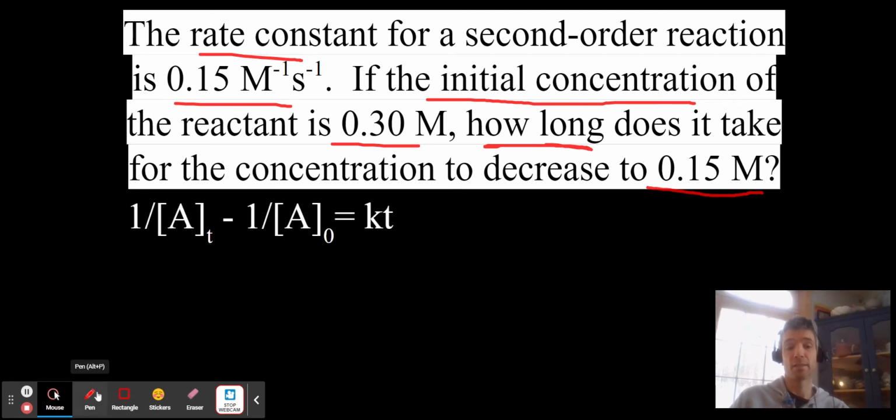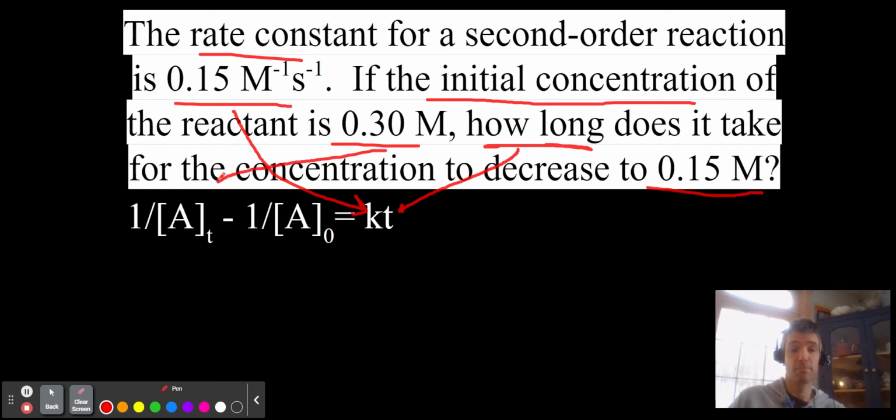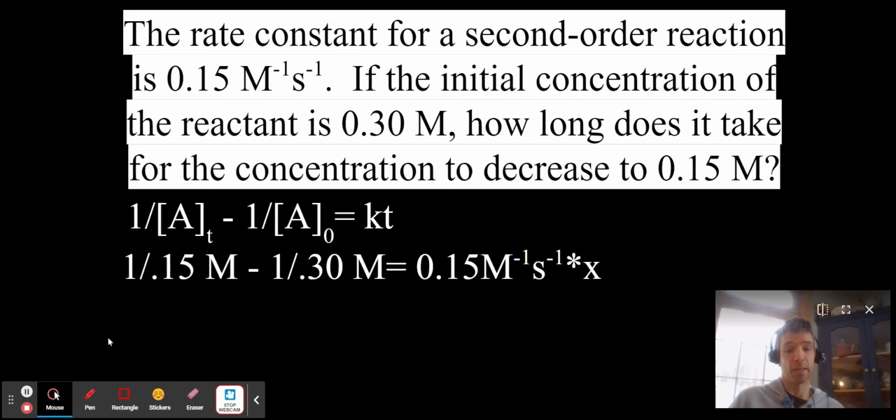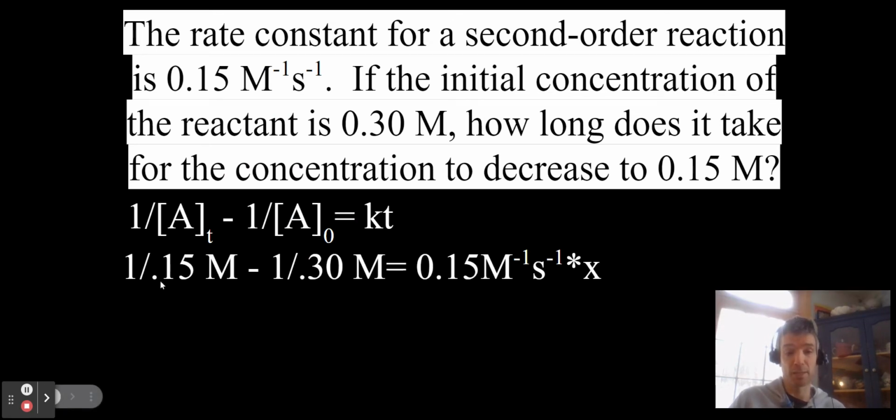So since it's second order, this is the equation I'm going to use. This is my rate constant. It goes there. How long is this? This is the initial, and that's the final. All right. So then I'm going to substitute in. I get this. And this may look gobbledygooky, but it's really simply a division problem. So I do that first, subtract them, and then I'm going to end up with another division problem.